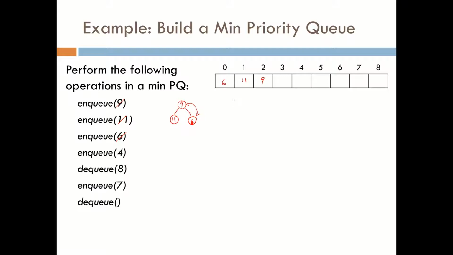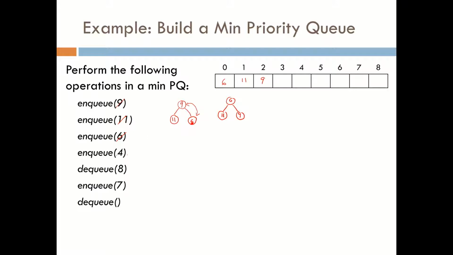Let's redraw the tree to keep everything clean. There's the 6. Here's the 11, and here's the 9. And we ask ourselves, do we have the structure property? We do. This is both a complete and a full binary tree. Do we have the heap order property? The 6 is less than or equal to both the 11 and the 9. So this is in fact a min heap or min priority queue.